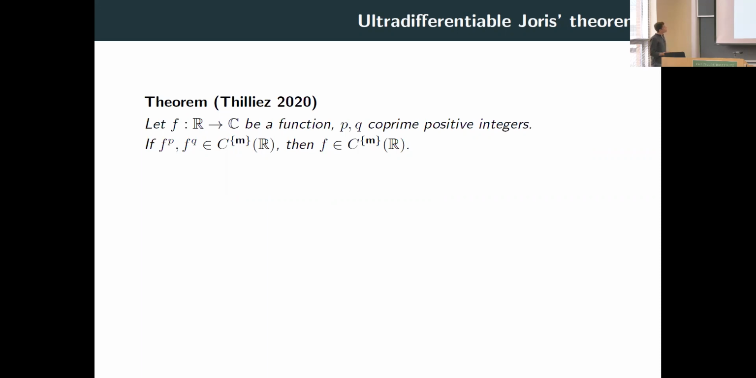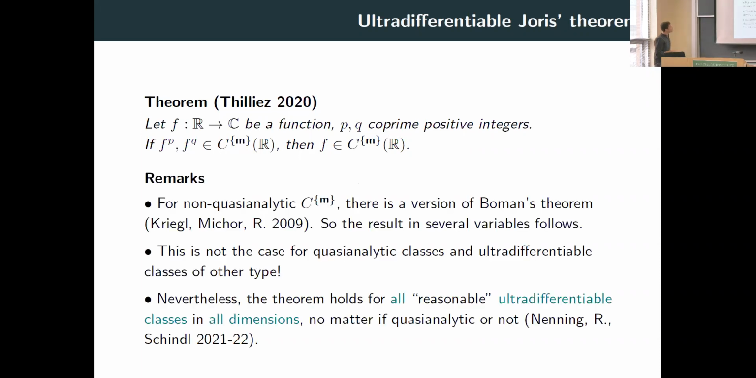Okay, so there is a recent result by Thomas, and he showed, using a sketch of proof by Fedja on MathOverflow, that in one dimension, so the domain is just the real line, a function which has two co-prime positive powers which are in the Denjoy-Carleman class Cm has to be actually also in the class Cm. So this is a theorem in one dimension.